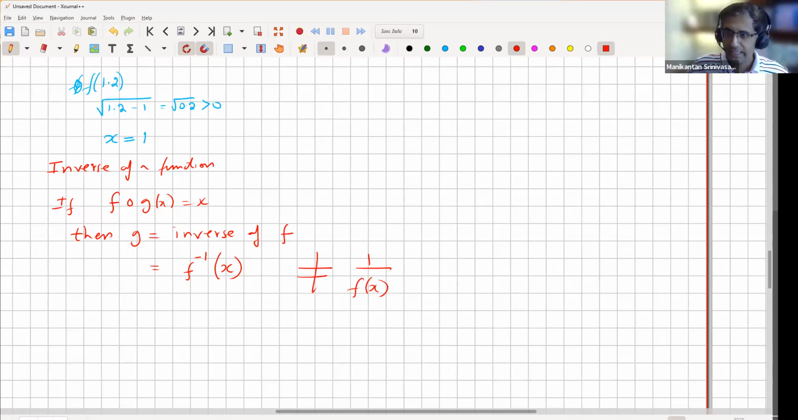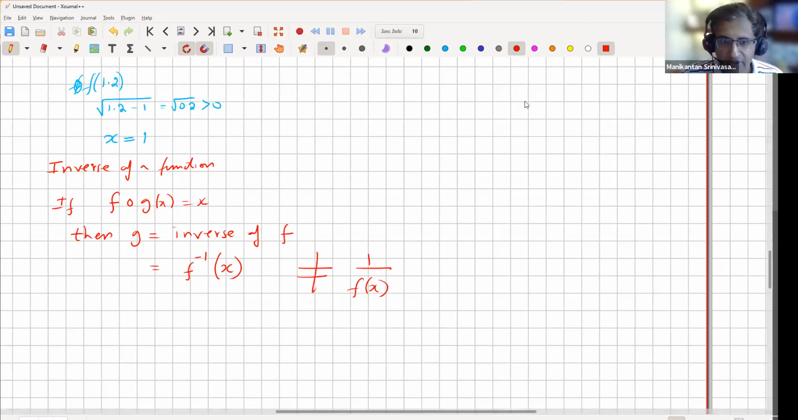The reciprocal of F of X is something else. It could be another function; I can define a function H of X which is the reciprocal of F of X. But the inverse is different. In some strange cases they might coincide, but in general these are two different things.